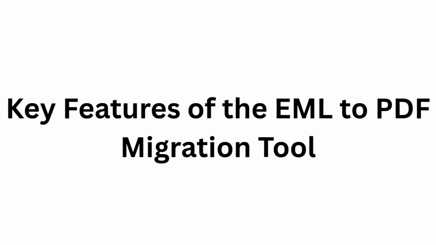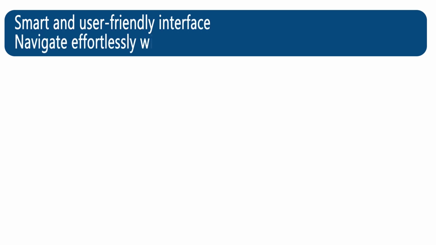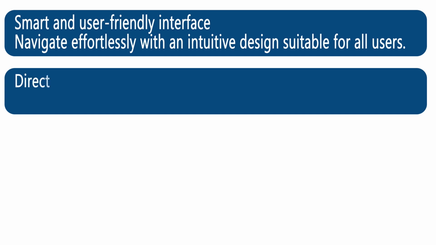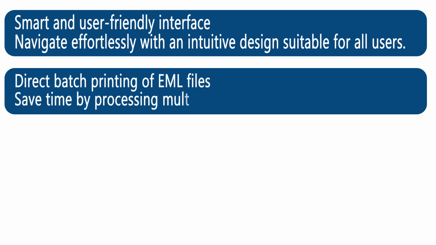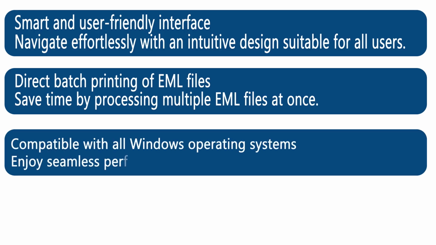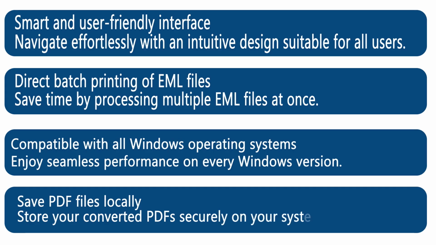Key features of the EML to PDF migration tool. Smart and user-friendly interface. Navigate effortlessly with an intuitive design suitable for all users. Direct batch printing of EML files. Save time by processing multiple EML files at once. Compatible with all Windows operating systems. Enjoy seamless performance on every Windows version. Save PDF files locally. Store your converted PDFs securely on your system.